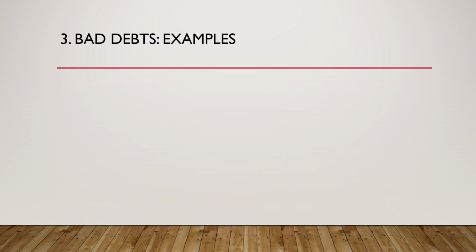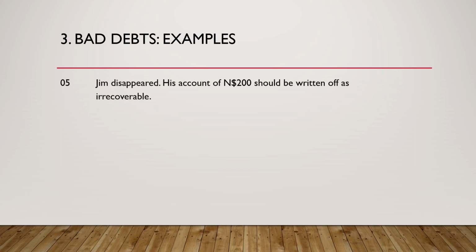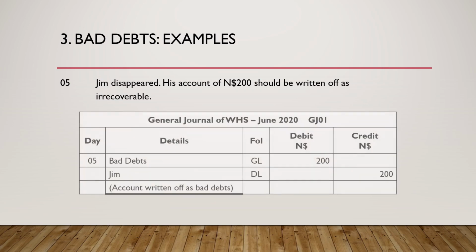And the third one for today, bad debts examples. Jim disappeared. His account of $200 million should be written off as irrecoverable. Account to debit on the fifth, bad debts, $200 million. Account to credit, Jim, the debtor, $200 million. Take note of the folio number for Jim. It's not GL like for bad debts, because debtors' folios are always DL for debtors ledger. And then you write your narration, account written off as bad debts, and you draw a line. One more example.